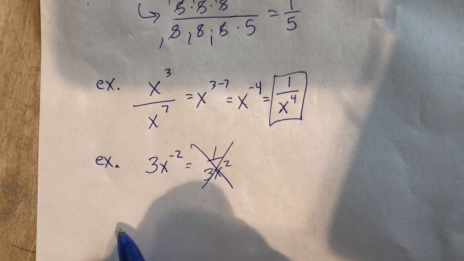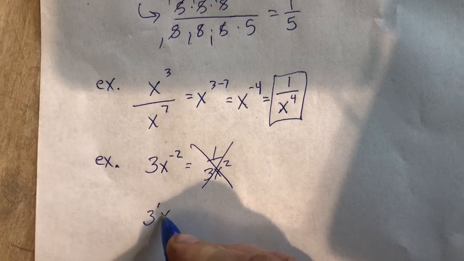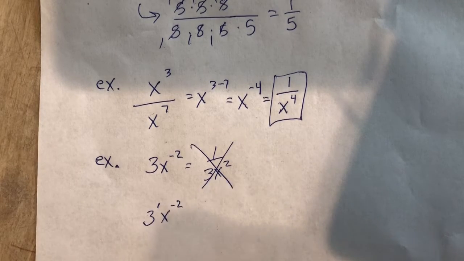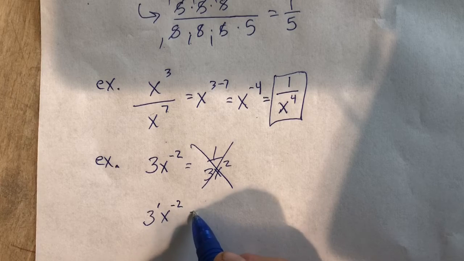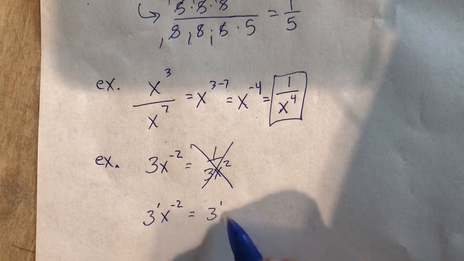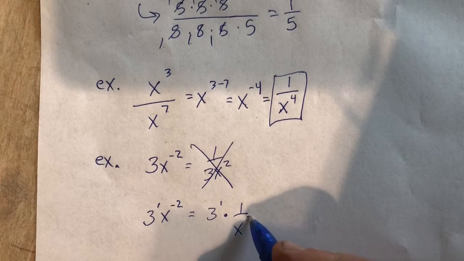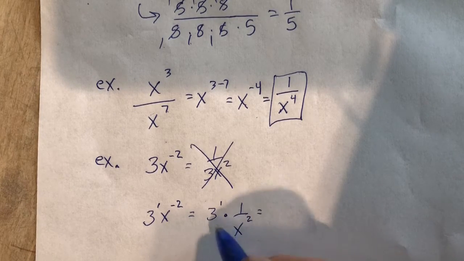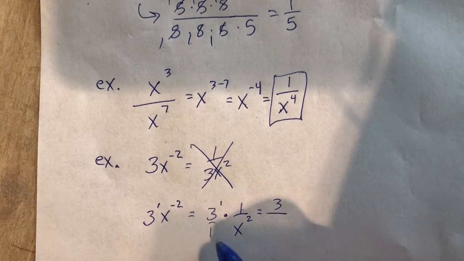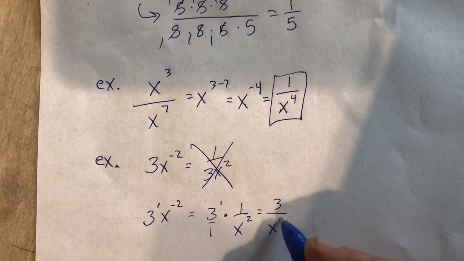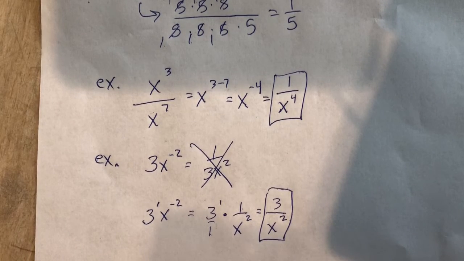This 3 has its own exponent. You could think of it as 3 to the first power times x to the negative second power. So in order to simplify this, this would be 3 to the first power times 1 over x squared. So as we finish this up, 3 times 1 is 3. 1 times x squared is x squared. So we get 3 over x squared.